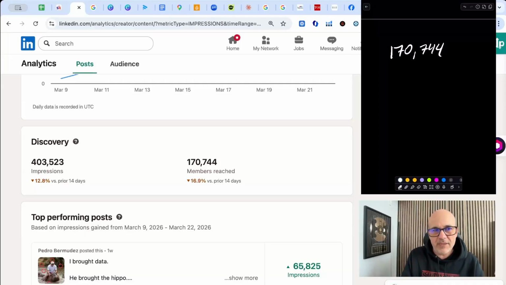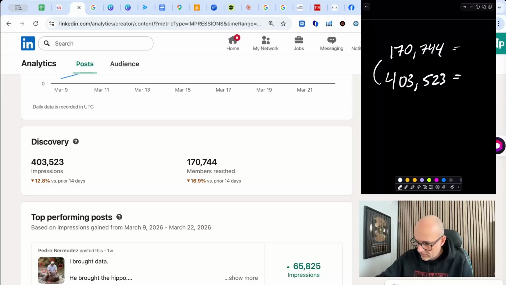So if we do the math here, I'll just grab my calculator because I'm not that good at math. If we take the big number, 403,523, and we divide 170,744 into it, that means that these people got to see us 2.36 times. So that's how many times they've seen us on their feed over and over again. So I'm getting some repetition, some repeat customers, which is pretty solid data if you think about it.